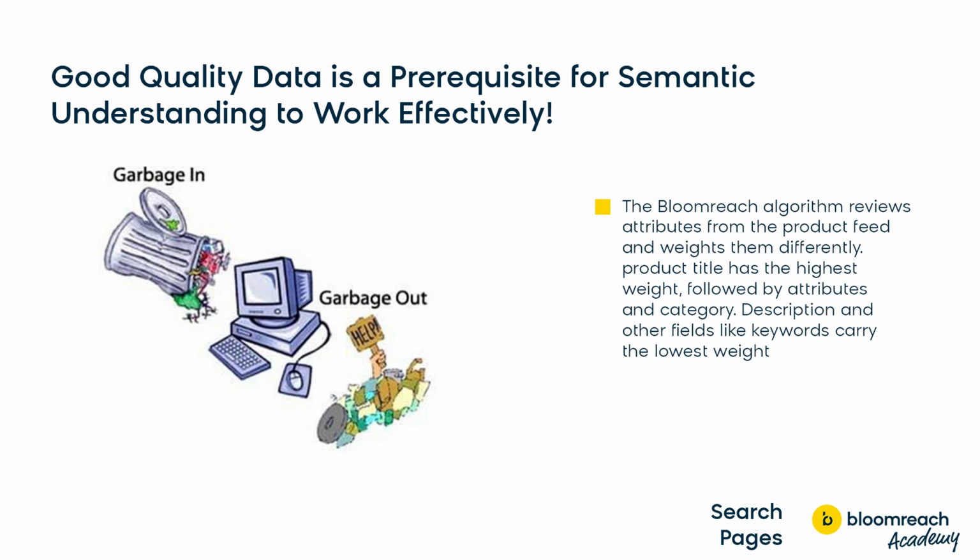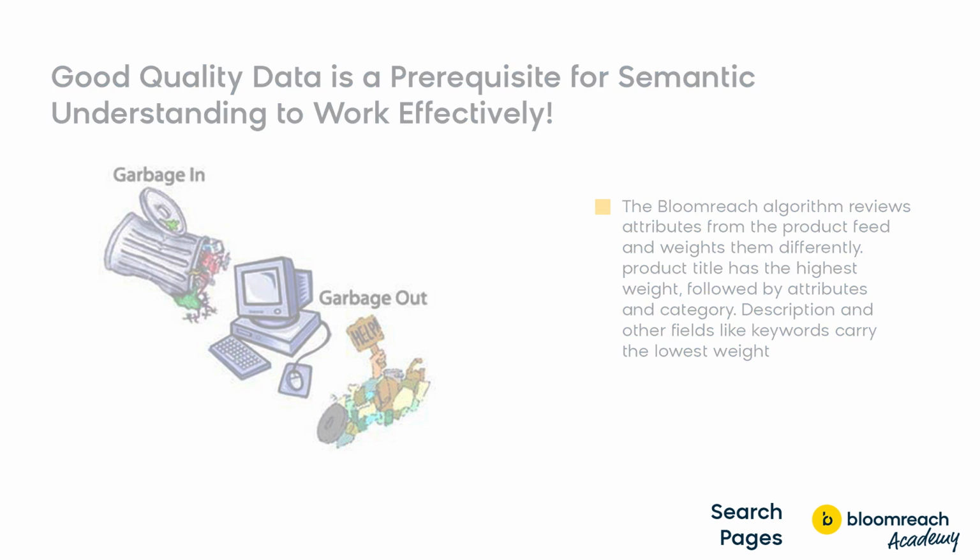So garbage in will mean garbage out. So if the data in the product feed is not of the best quality, that will have an impact on how our algorithm can use this semantic understanding technology to return relevant results. And so this is where you as a marketer need to come in and make sure that the data that you send us in the product feed is of an optimal quality.